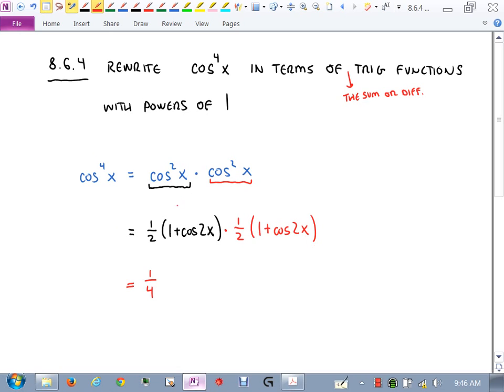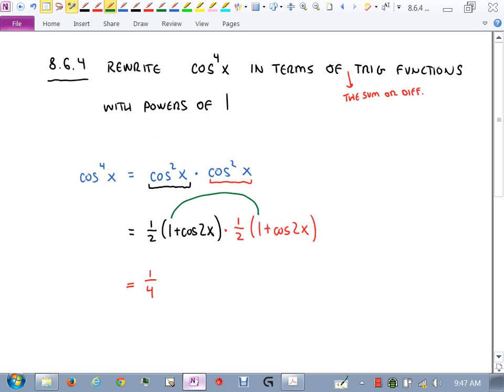I don't like FOIL. What's the technical word for FOIL? Expansion, expanding two things. That's the word for it. FOIL only works when you have 2 and 2, right? So what happens if you have 3 and 4? 3 terms and 4 terms. You don't say FOIL, you say expand. So we are going to expand this.